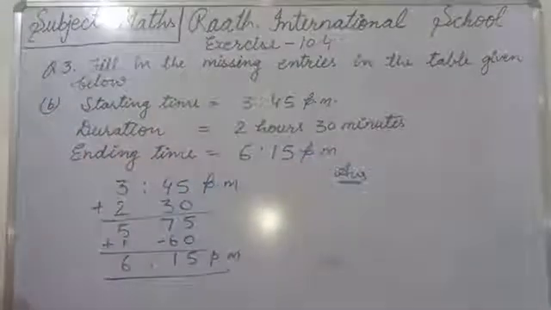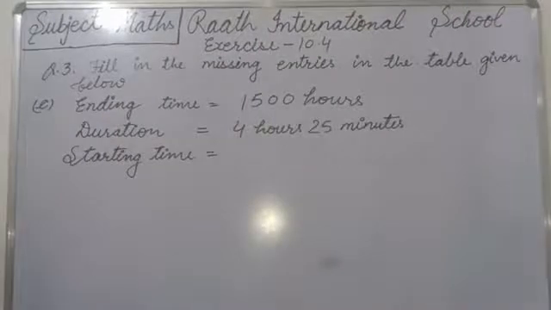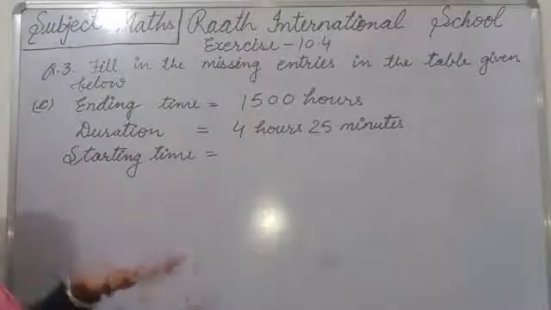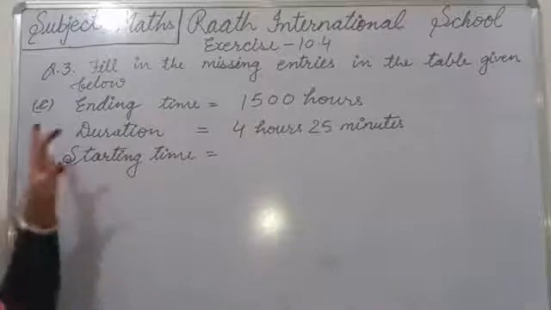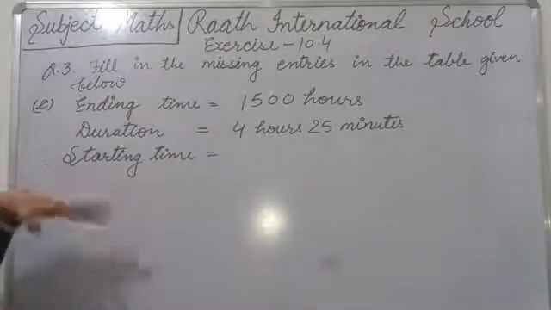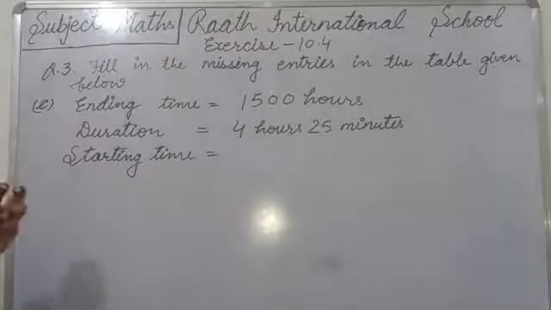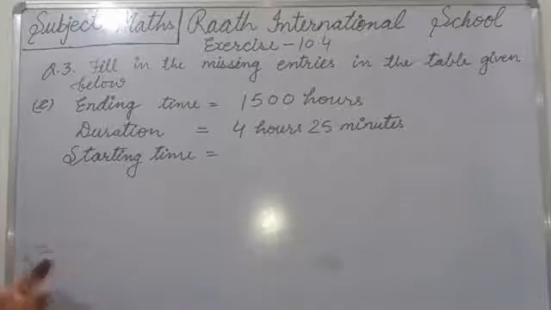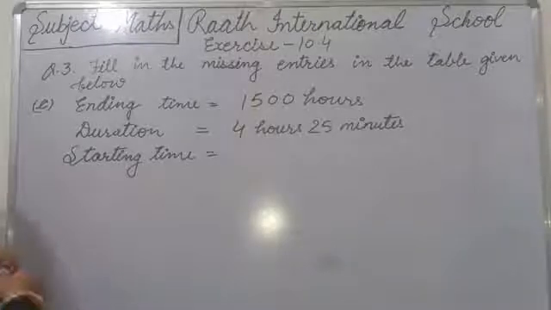Now we'll do C part also. Now C part, here is given ending time and duration. Okay, ending time is given, duration is given, and you have to find here starting time. So start comes before and end comes after. Okay, so here we have to find the before time, means starting time. So for before we will do minus, for after we do plus. So starting is before, so that means we will do here minus.